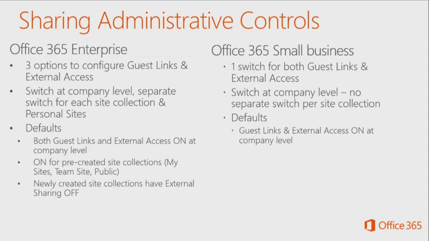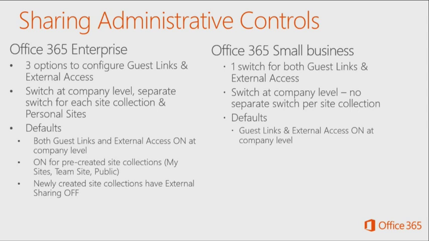We have two different types of administrative controls for Office 365 Enterprise. We have a lot more configuration that we can do. We have three options to configure guest links and external access. We can switch at company level, with a separate switch for each site collection, and personal sites. The defaults are that both guest links and external access are on at the company level, and this is different from previous versions of SharePoint. It's on for the pre-created site collections, My Sites, Team Sites, and Public. Newly created site collections have external sharing off. So if you create a new site collection, by default, external sharing is off.